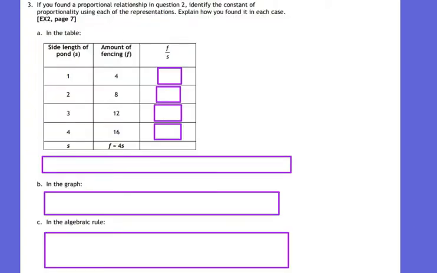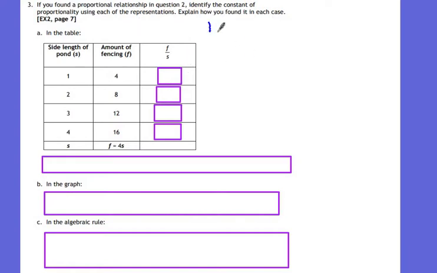Three asks, if you found a proportional relationship in question 2, which we did, identify the constant of proportionality using each of the representations. Explain how you found it in each case. Okay, so if I looked at my table and I want to look at the constant of proportionality, it has one because it's a proportional example. So I know I can look for a constant of proportionality.